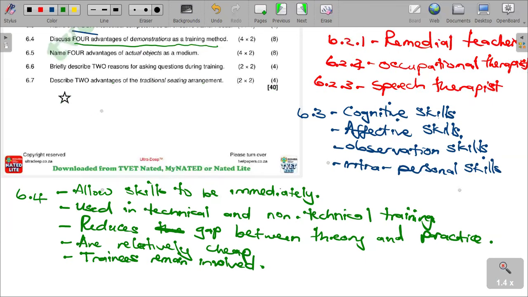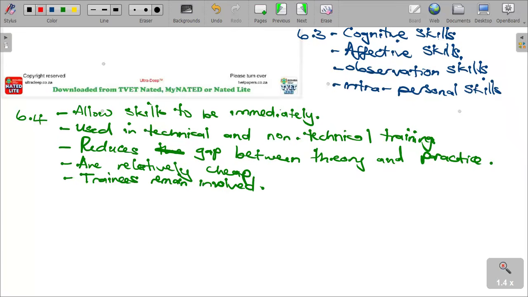Let's move on to question 6.5. Name four advantages of actual objects as a media. What are the advantages of actual objects?